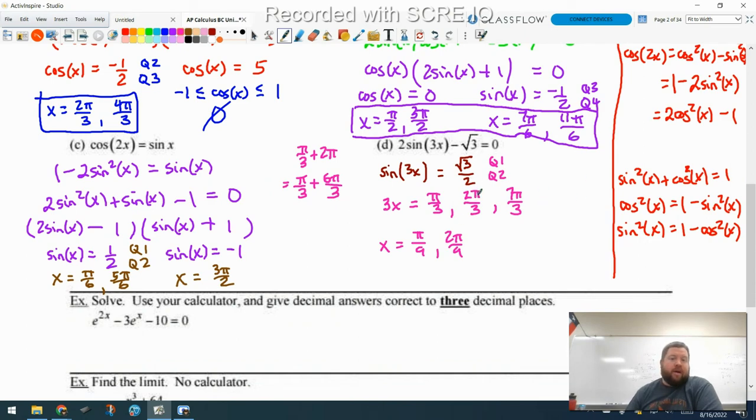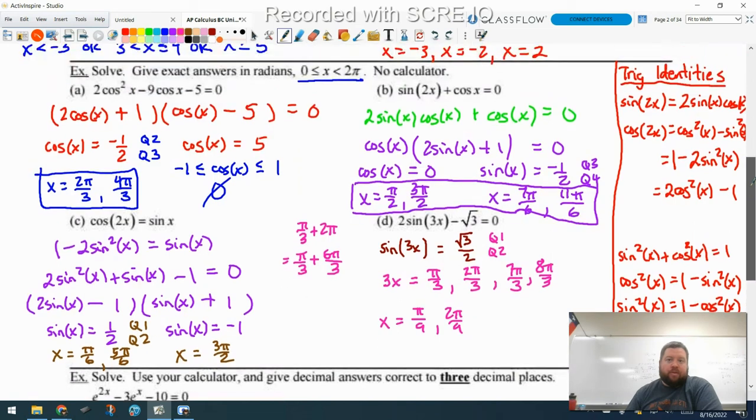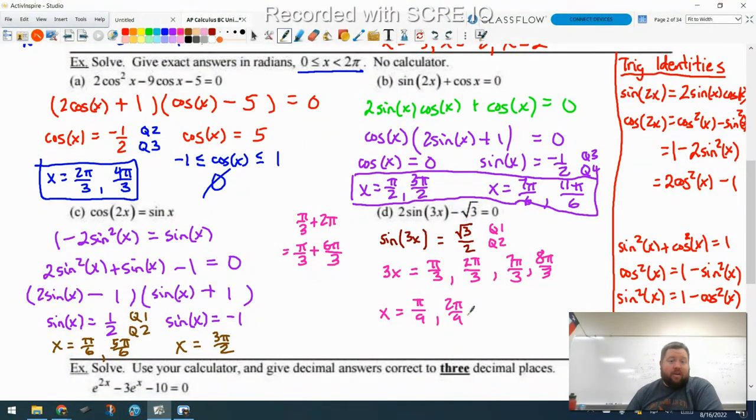Now I do the same thing for 2 pi over 3. Add 6 pi over 3, and I get 8 pi over 3. Now those are not in the interval. Those are bigger than 2 pi. But when I divide by 3, I get 7 pi over 9 and 8 pi over 9. Those are in the interval. And in fact, we can do it again. So I can add 6 pi over 3 again. So that would be 13 pi over 3 and 14 pi over 3. Divide by 3, and you get 13 pi over 9 and 14 pi over 9.